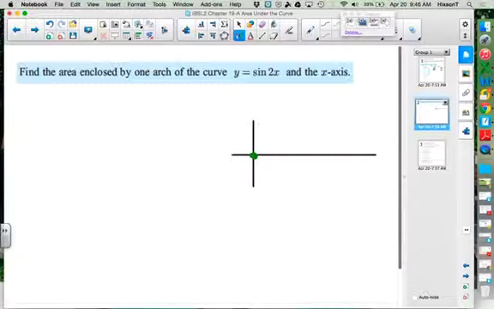What does that 2x do? It compresses it horizontally. So where are we going to end? Normally it's 2 pi. Now it's just pi. So we're going from 0 to pi. We're going to go up to 1 and down to negative 1. Halfway through we're going to hit the x-axis again, and this value is at pi over 2.